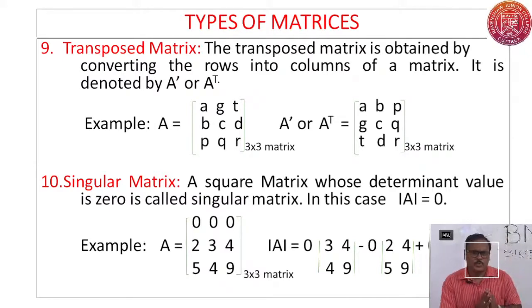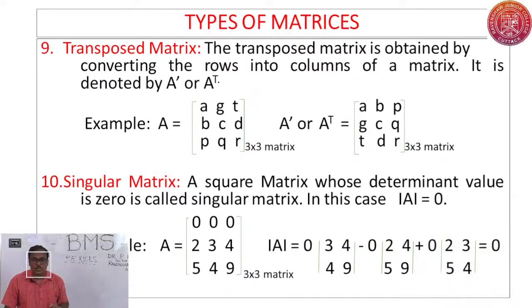Another point: the number of rows and columns may or may not be equal. Suppose the original matrix is a 2 into 3 matrix. What is the order of the transpose matrix? The order of the transpose matrix is 3 into 2. In the case of a square matrix there is no change, because a 3 into 3 matrix remains 3 into 3 when transposed, and a 4 into 4 matrix remains 4 into 4.